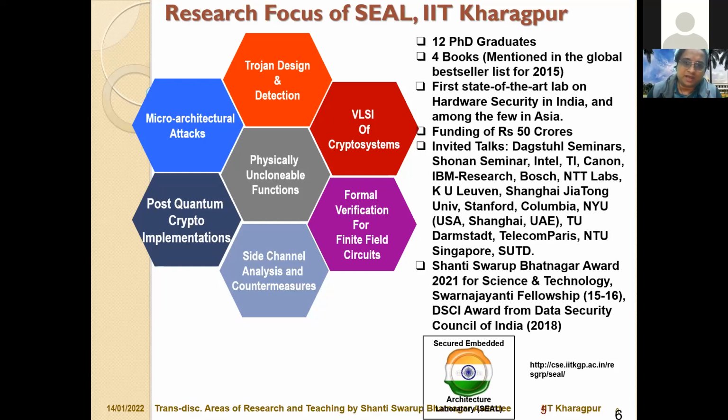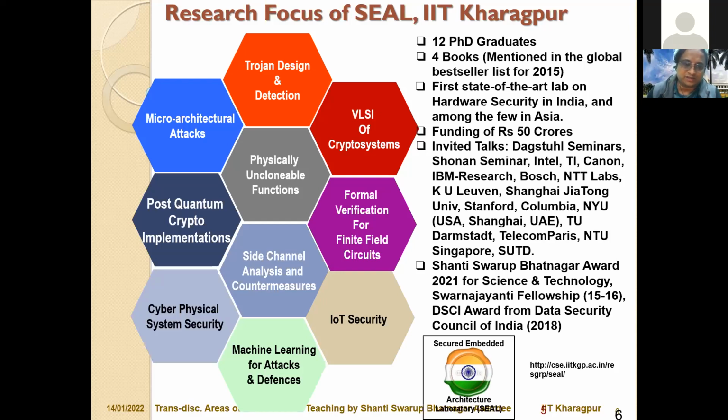And this can be very, or potentially very, useful in the context of securing the Internet of Things, where we know that we are trying to connect billions of devices together, and therefore the security, or the authentication and trust across the devices, is extremely crucial. And this brings us to IoT security. We are also concerned about machine learning being used for both attacks and defenses, and of course, cyber-physical systems.